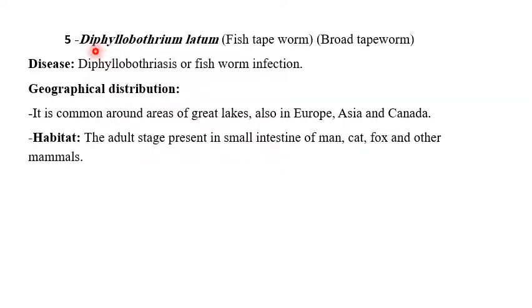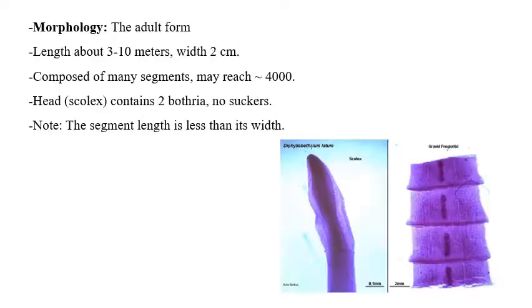The fifth example of parasitic cestode: Diphyllobothrium latum, or fish tapeworm or broad tapeworm. Disease: Diphyllobothriasis or fish worm infection. Geographical distribution: it is common around areas of the Great Lakes, also in Europe, Asia, and Canada. Habitat: the adult stage is present in the small intestine of man, cat, fox, and other mammals. Morphology: the adult length is about 3 to 10 meters, width 2 centimeters, composed of many segments, may reach 4,000 segments or proglottids.